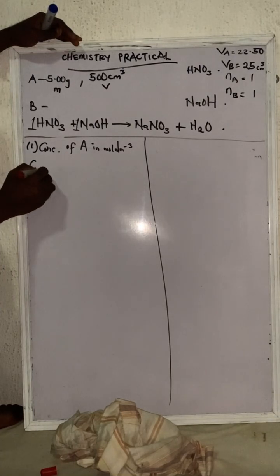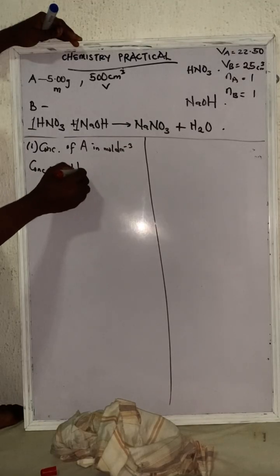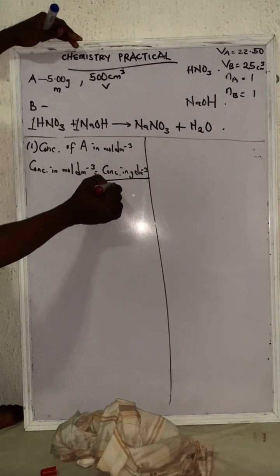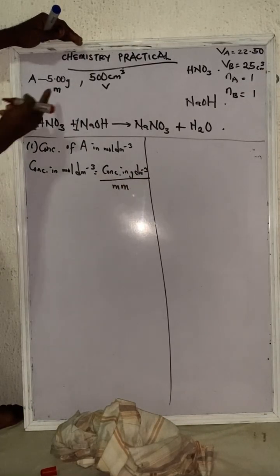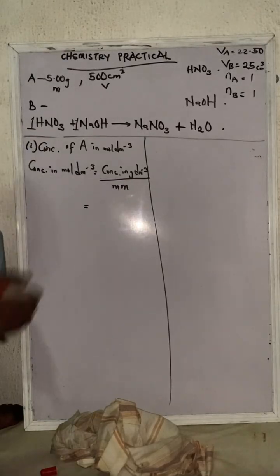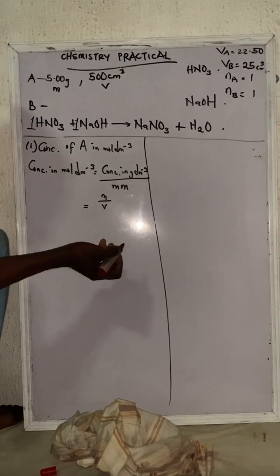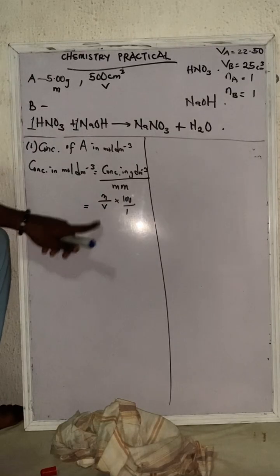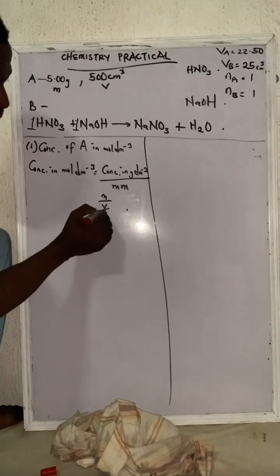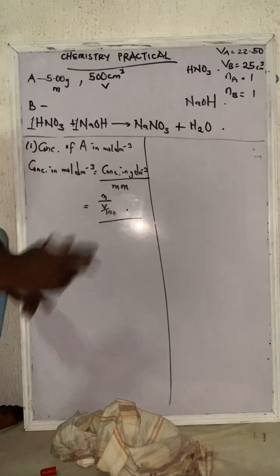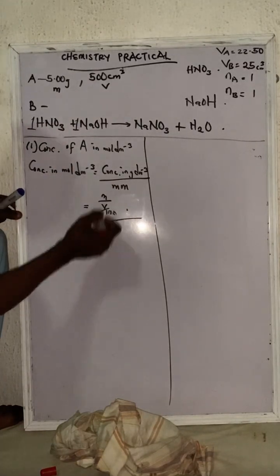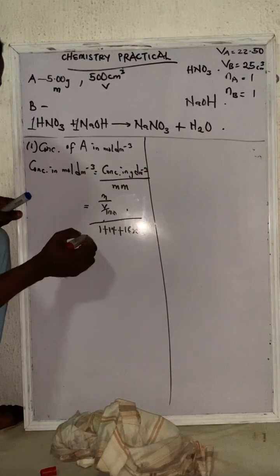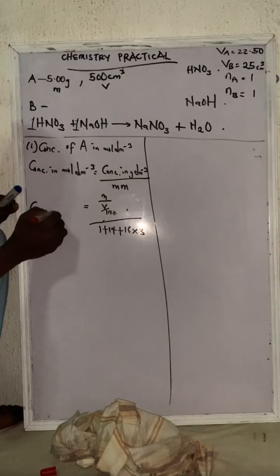Remember that concentration in mole per dm cube is equal to concentration in gram per dm cube over the molar mass. So how do I get the concentration in gram per dm cube? Concentration in gram per dm cube is the mass over the volume, right? So the volume has to be in dm cube, which means I have to divide the volume by 1000. Then divided by the molar mass of HNO3, so I have 1 plus nitrogen is 14 plus oxygen is 16, so 16 times 3.